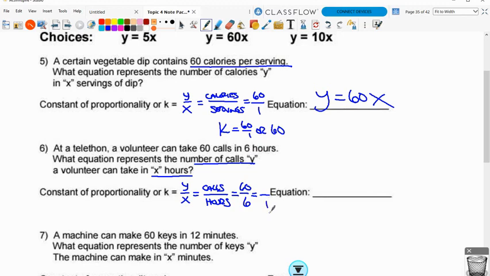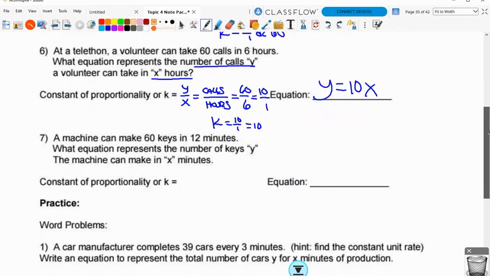If you make this a unit rate, 6 divided by 6 is 1. 60 divided by 6 is 10. So k equals 10 over 1, or just 10. Coming back up to our equations, it must be this equation here, y equals 10 times x. The value of k here is 10.